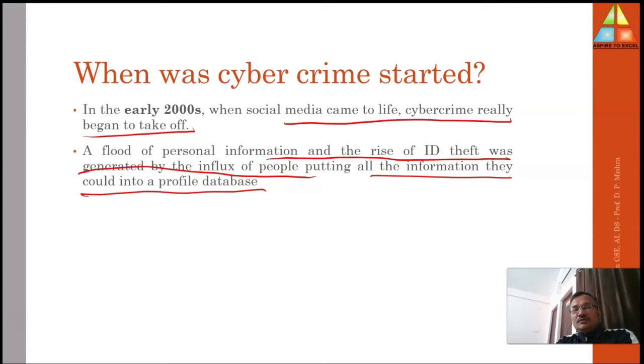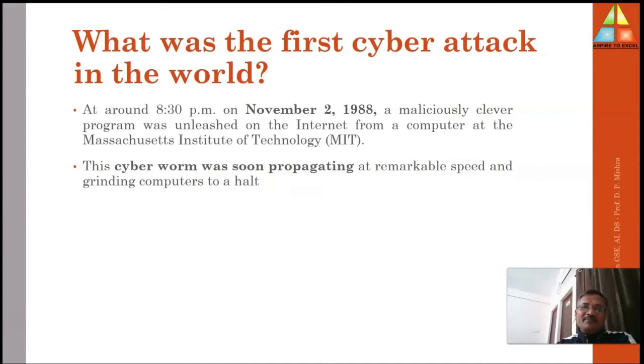So in the early 2000s, there was ease related to connectivity. People got internet connections, and they started using social media. They started sharing their details, and due to this sharing or exchange of data, cyber criminals got attracted to cyberspace, and they started doing cybercrime.